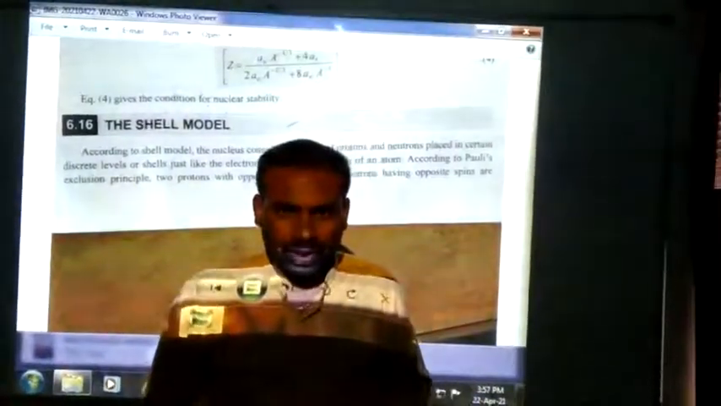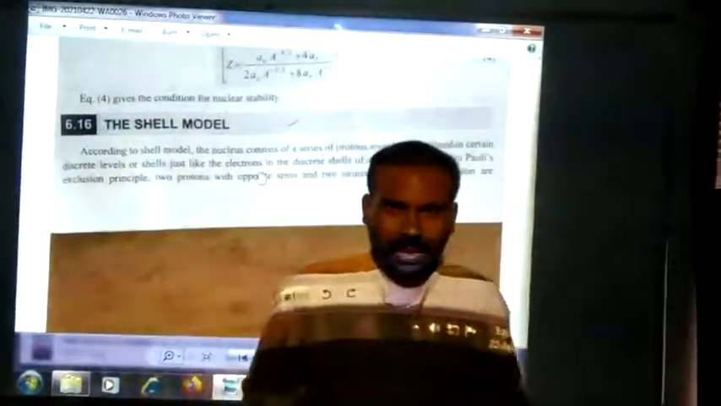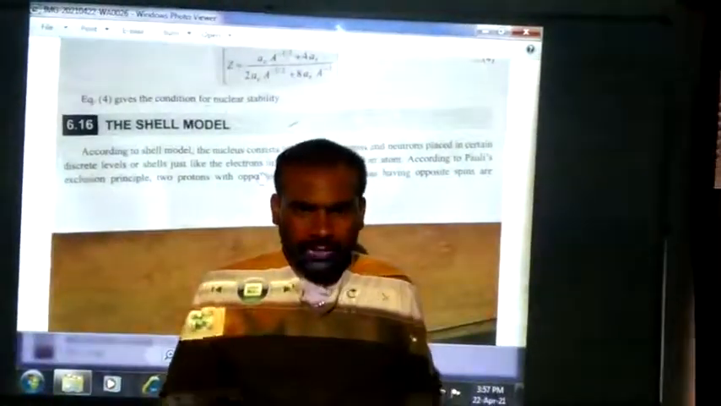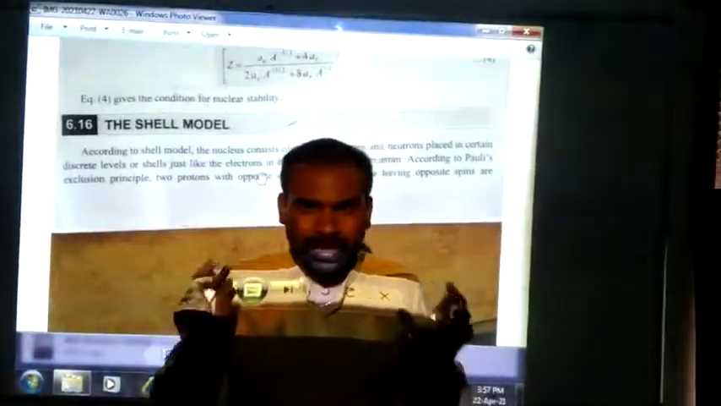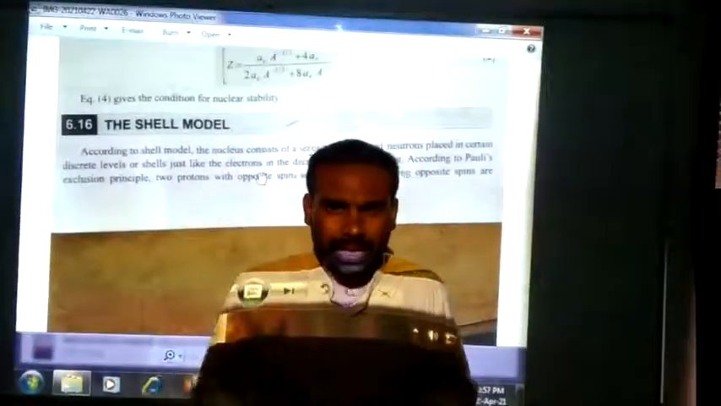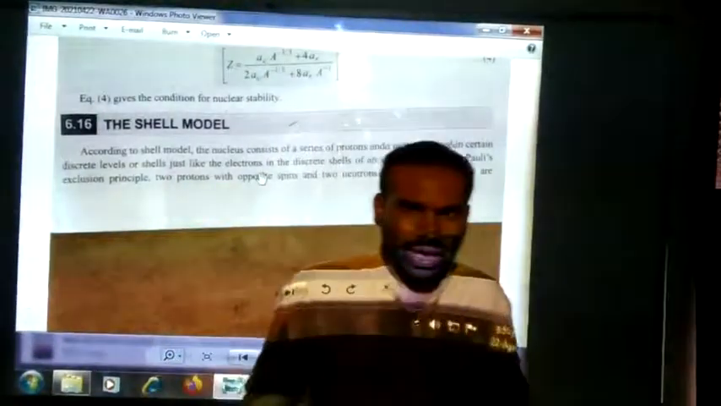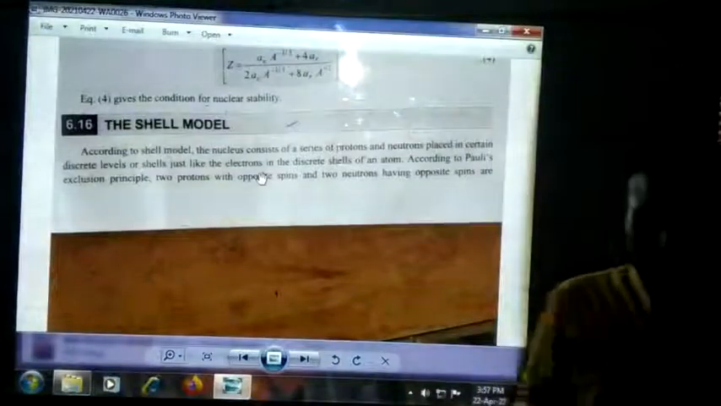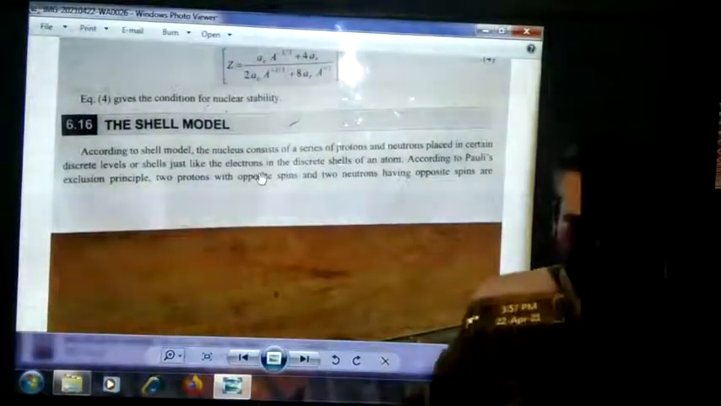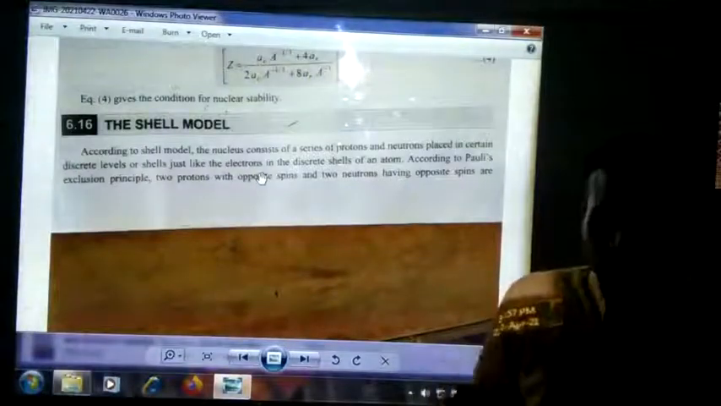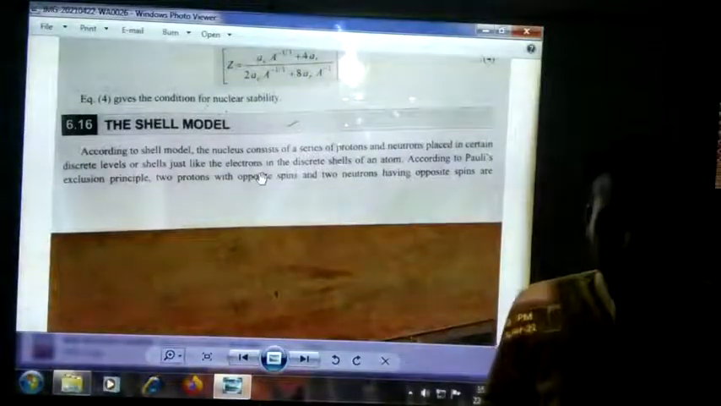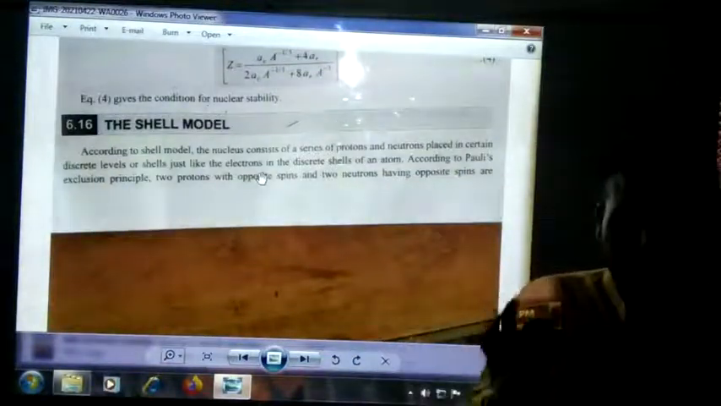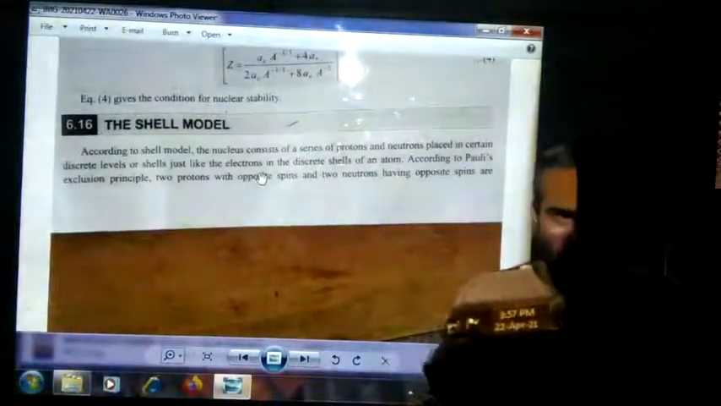Okay, what is the shell model? In the last class we discussed the liquid drop model. What is the liquid drop model? The liquid drop model gives the similarities between a liquid drop and a nucleus. To know the properties of the nucleus in a better way, these nuclear models came into existence. According to the liquid drop model, we compare the nucleus with a liquid drop.